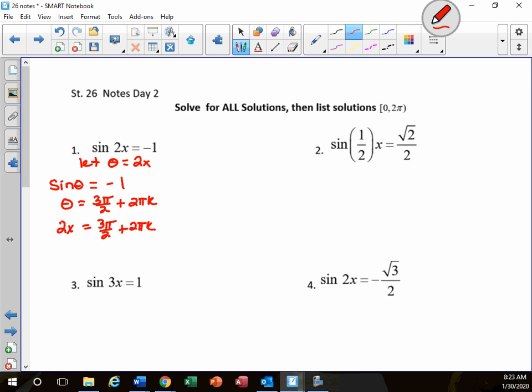Whatever is inside the sine, that's what your theta is going to be. So like this one, you'd say theta is 3x. This one, you'd say theta is 1/2x. It's just whatever is there. Okay?